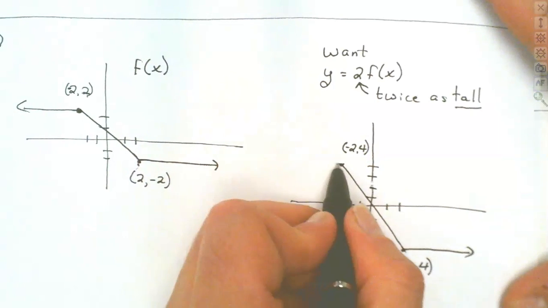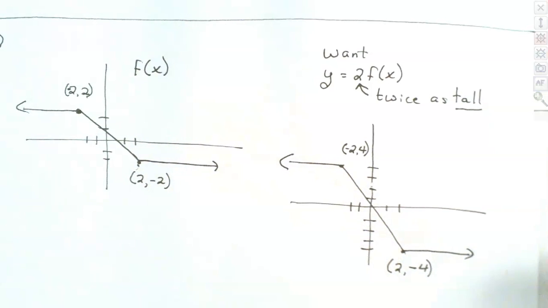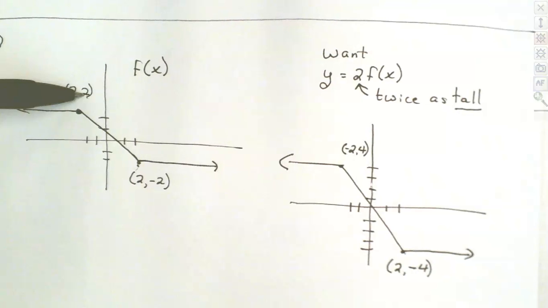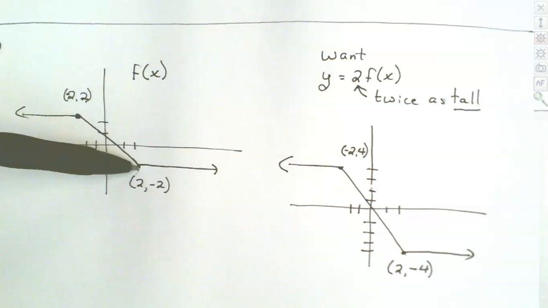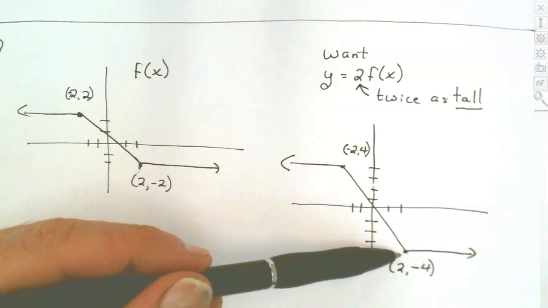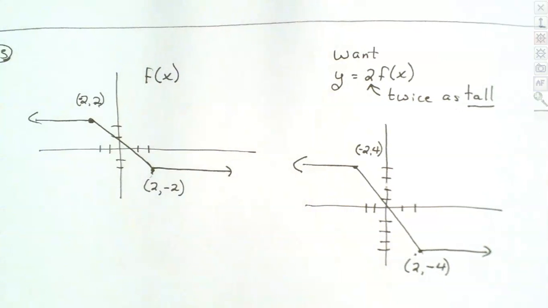look at what happened to my picture. It's twice as tall, right? That's all we did. So that 2 in front, all it does is make it twice as big. So instead of it being at 2 on the y-axis, it's up here at 4. And instead of it being down 2 units, it's down what? 4 units. So do you see what I did there? The 2 in front doubles the size of it. That's all we did. We just made it twice as tall.